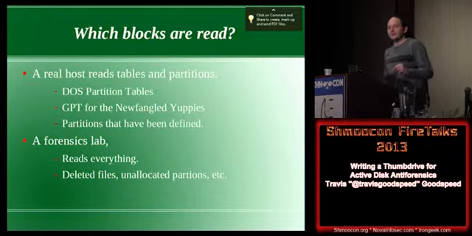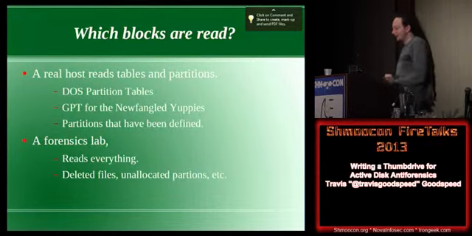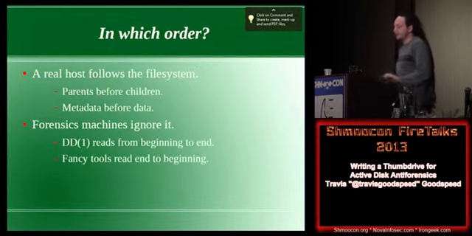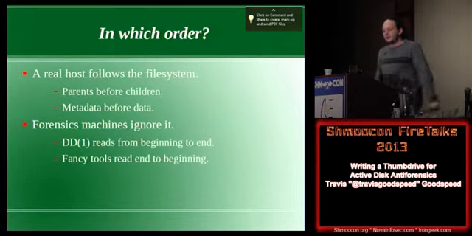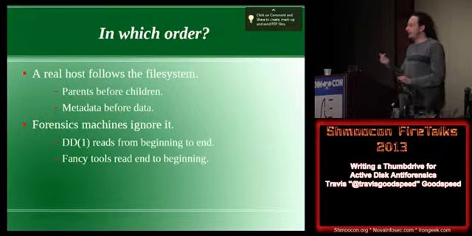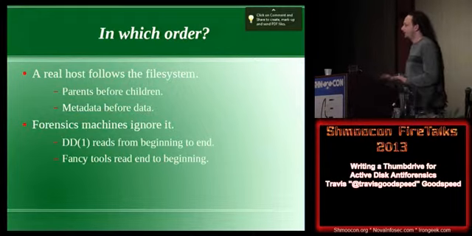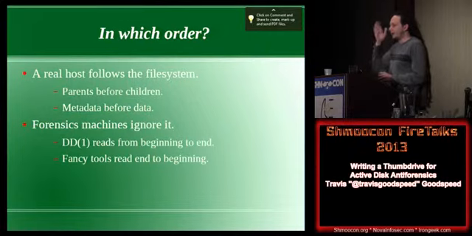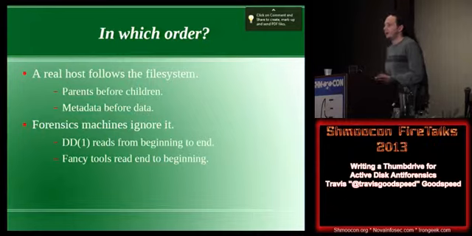Additionally, the forensics lab will intentionally read everything. Right? They read deleted files, they read unallocated partitions, and you can recognize this. You can also recognize the order in which they read these. So the host always reads the parents before the children, right? If it's trying to do /DOS, well, first it's got to read the root directory, and then it reads the DOS directory, and then so on.